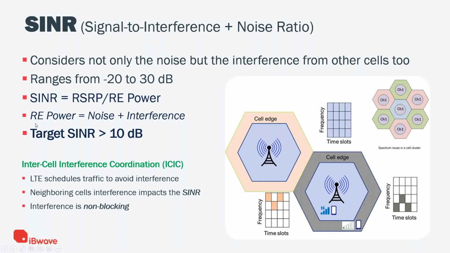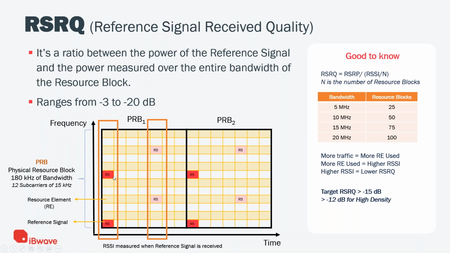So the SINR is calculated as RSRP divided by the resource element power. So each resource block, or each resource element. No, you can't calculate each resource element. So you calculate each resource block, because you get the RSRP for a resource element. A reference signal is sent on a resource element, if you remember here.